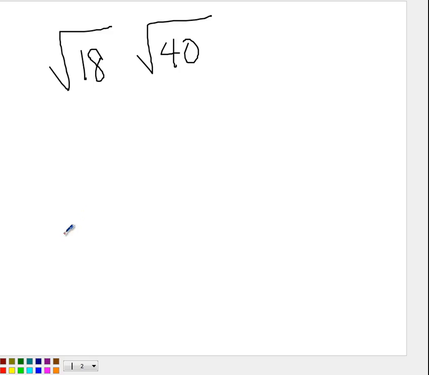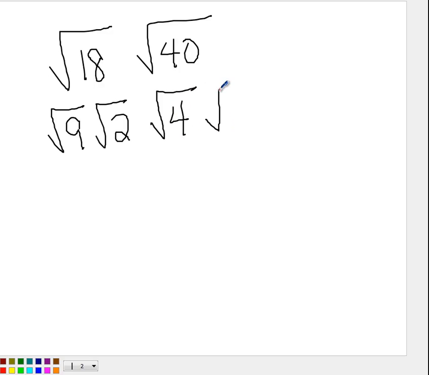To do this problem, you need to break it down. You cannot take the square root of these numbers outright and get a whole number, but what you can do is break it down into numbers that are perfect squares. So for example, the square root of 18 can be broken down into 9 and 2. 9 times 2 is 18. And you can take the square root of 9 outright, which would give you 3. You can do the same thing with this 40. You can break it down into 4 and 10.